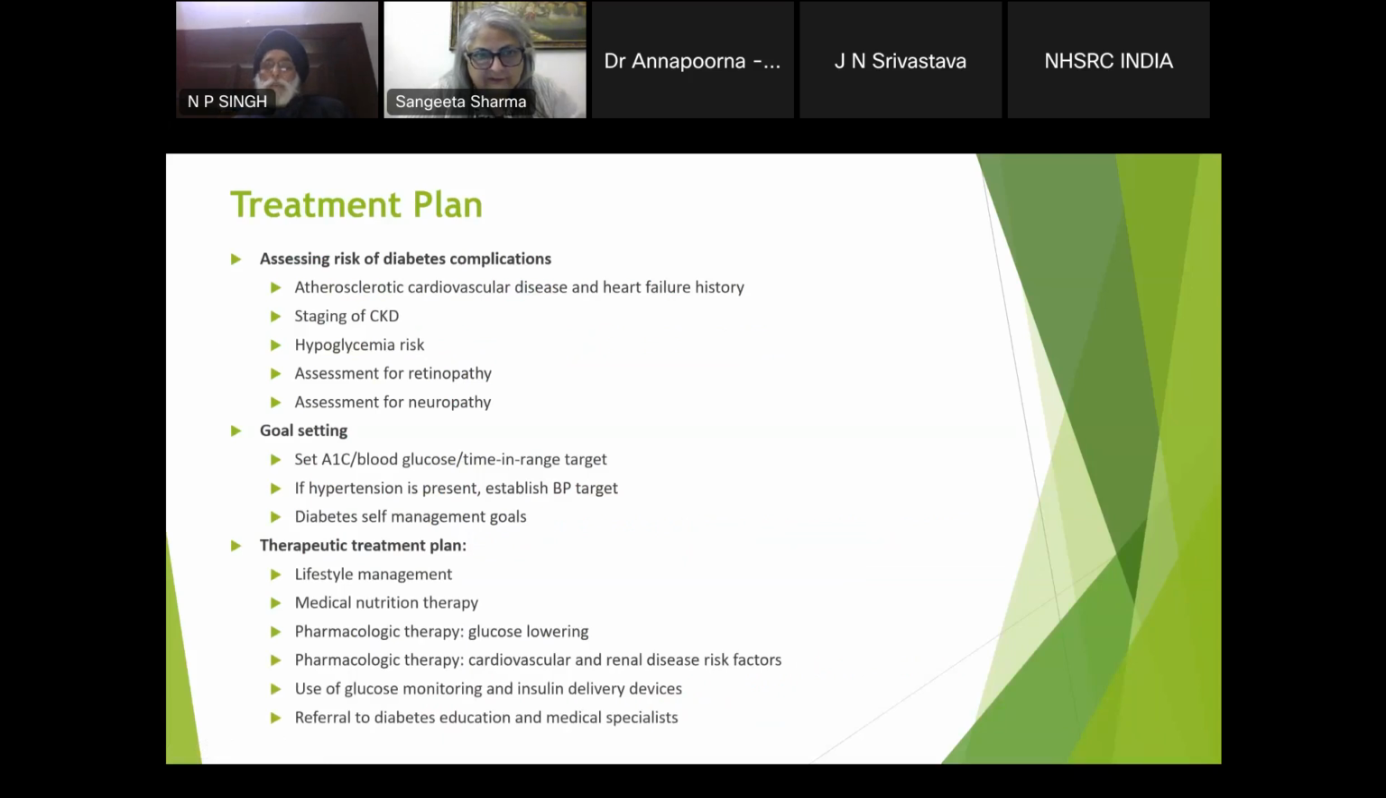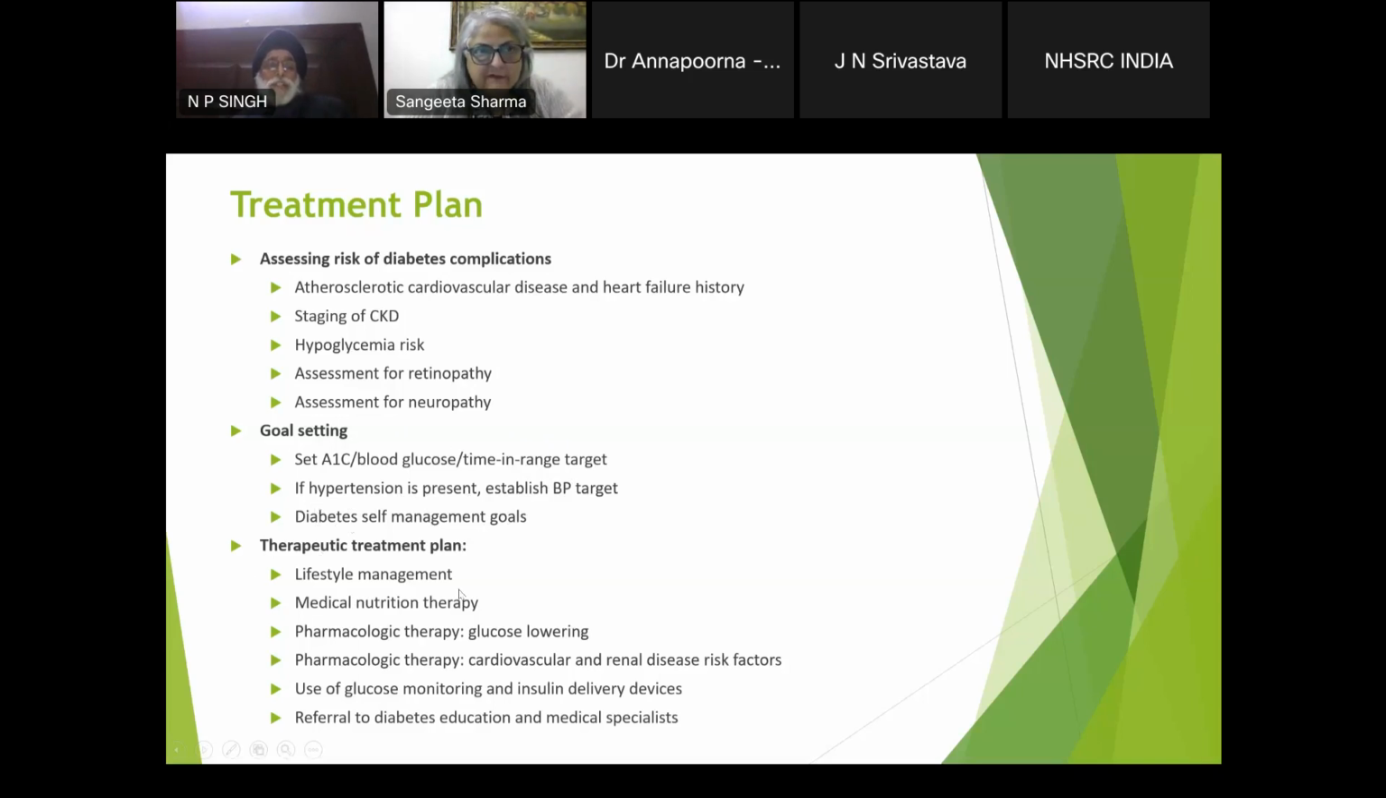So we need to have a treatment plan. We just can't write a prescription like this. We need to assess the risk of diabetes complications, see if they have atherosclerotic cardiovascular disease, if they have CKD, and try to stage them. Also look for hypoglycemia risk, and assess for two dreadful complications, retinopathy and neuropathy. Also goal setting. We need to understand that this is a chronic long-term disease. We have to tell them how we can keep our goals of HbA1c, blood sugar and time in range. If blood pressure is also present, then we have to establish blood pressure targets and talk to them about diabetes self-management goals.